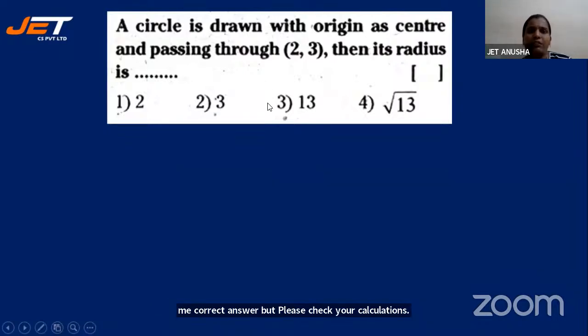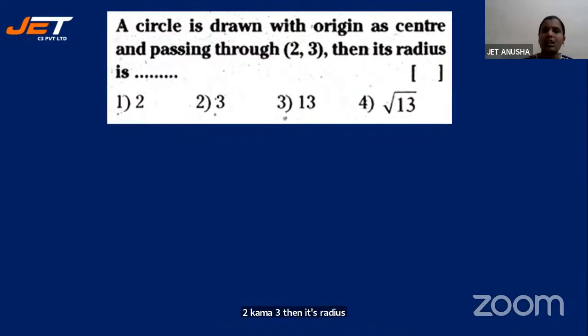A circle is drawn with origin as center and passing through (2, 3). Then its radius is 2, 3, 13, root 13. So let's see what is the correct answer.